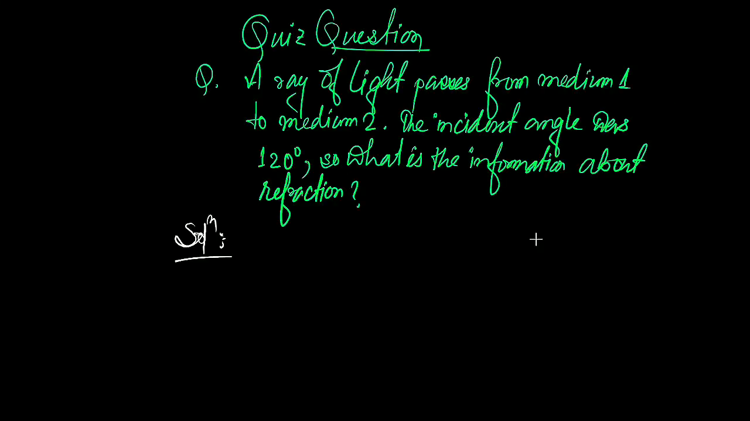Okay, this is the time to solve our quiz competition question. Now what was the question actually? The question is saying that a ray of light passes from medium 1, right? Medium 1 is actually given, to medium 2. Till now it is okay, because that means from medium 1 to medium 2 it is traveling. That means those mediums are different. So medium 1 to medium 2 is actually going.